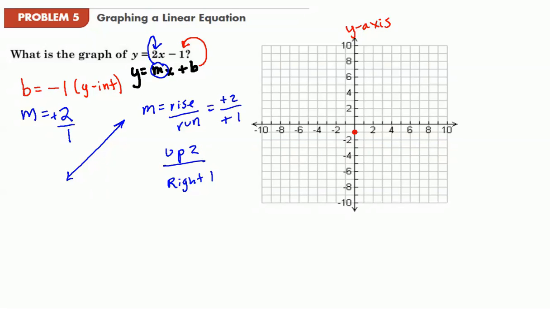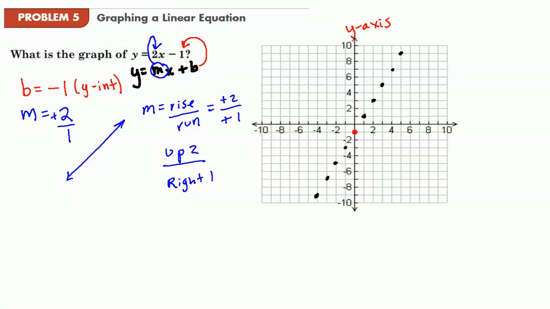So we're going to go up 1, 2, and then 1 to the right. Up 2, 1 to the right. Up 2, 1 to the right. Now we're going to do it the other way. We're going to go backwards. So we're going to go down 2, 1 to the left. Down 2, 1 to the left. Always go from left to right first at our y-intercept, and then from there you can go backwards and see where that line is going to go. So you could see how this is going to be forming.